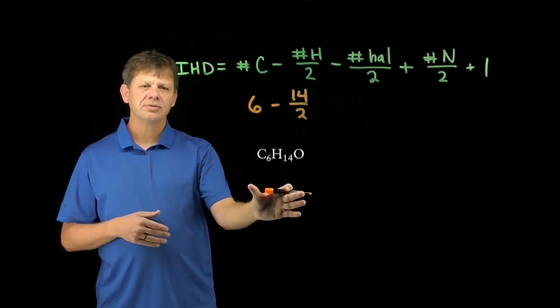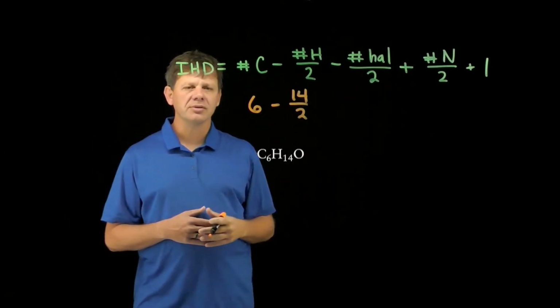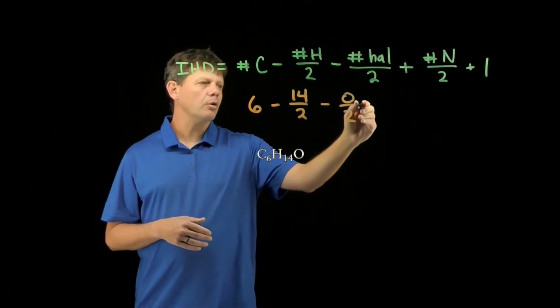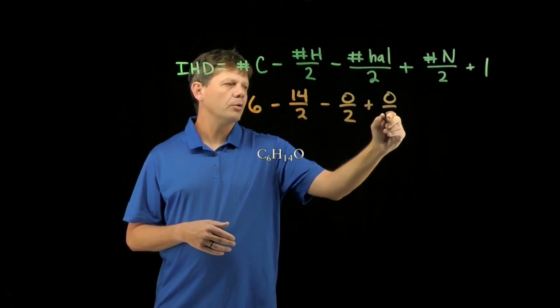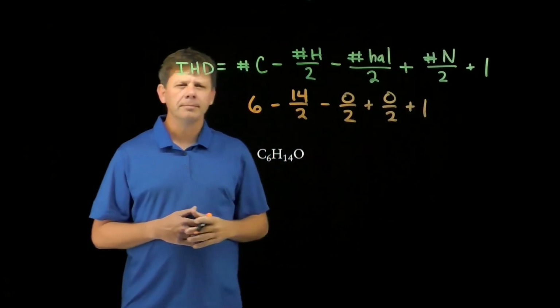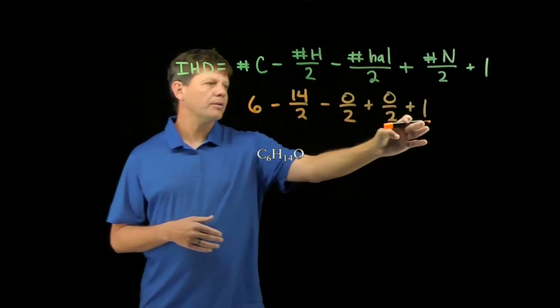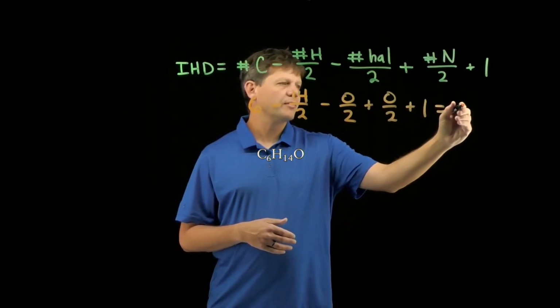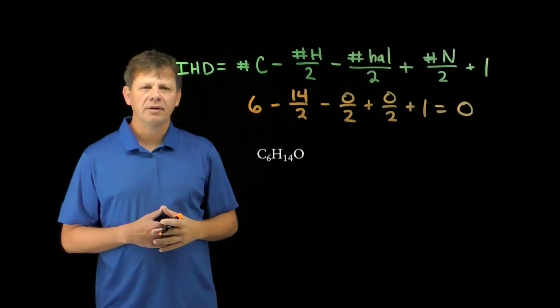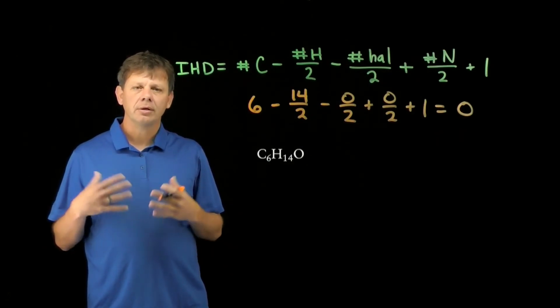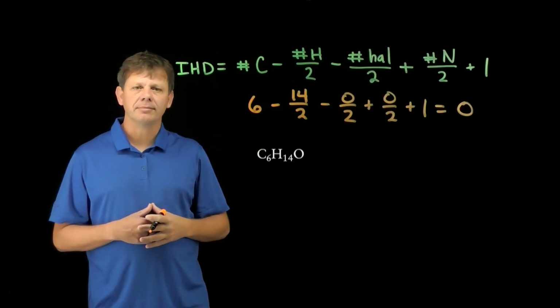We have no halogens in the molecule and no nitrogens in the molecule, so just for the sake of completing the formula, minus 0 over 2 plus 0 over 2 plus 1. 6 minus 7 plus 1 is going to give an index of hydrogen deficiency of 0. This molecule should have no double bonds, no rings, no pi bonds. Its index of hydrogen deficiency is 0.